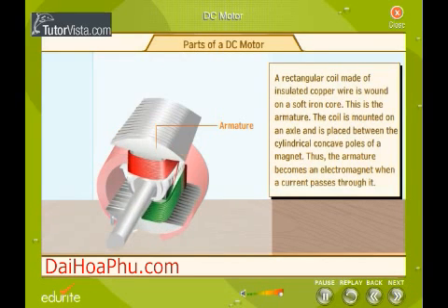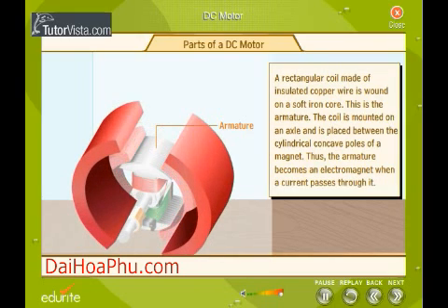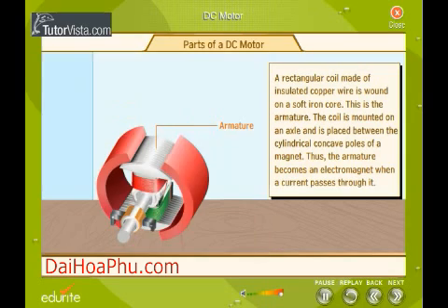A rectangular coil made of insulated copper wire is wound on a soft iron core. This is the armature. The coil is mounted on an axle and placed between the cylindrical concave poles of a magnet. Thus, the armature becomes an electromagnet when a current passes through it.